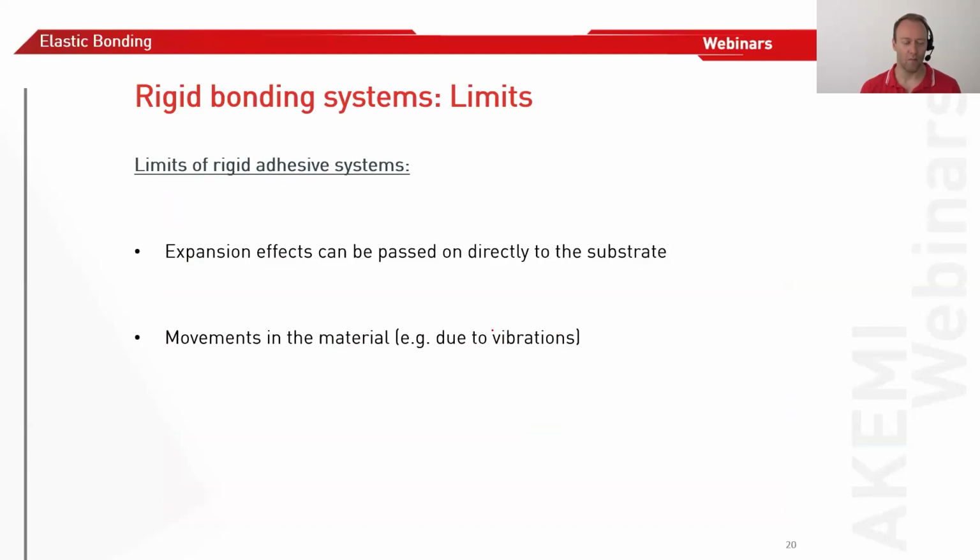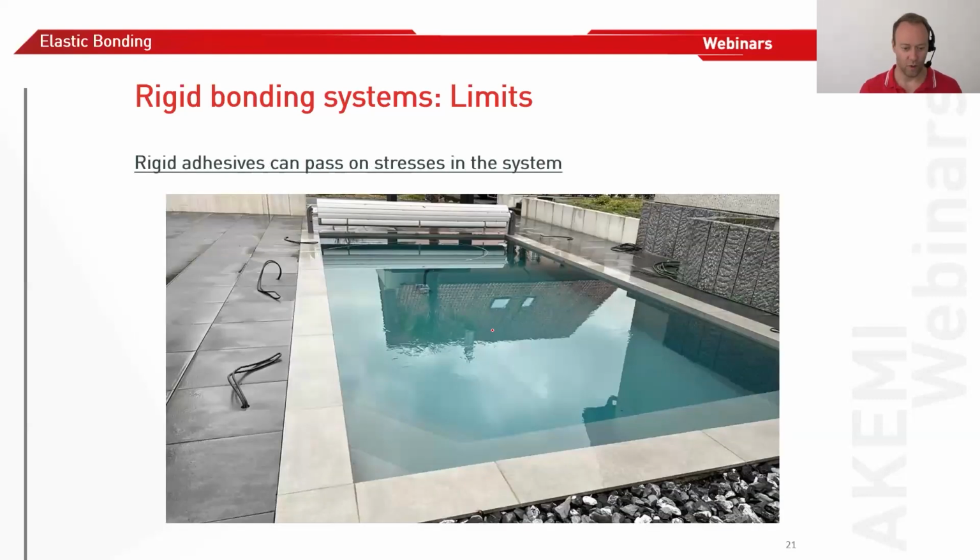Another one is movements of the material, like vibrations. For example, I think about elevators. You have aluminum lightweight boards combined with natural stones or ceramics, or in the marine industry. There you have movements of the substrate, and when this passes on to the stone or to the ceramic, you have limits in the application field.